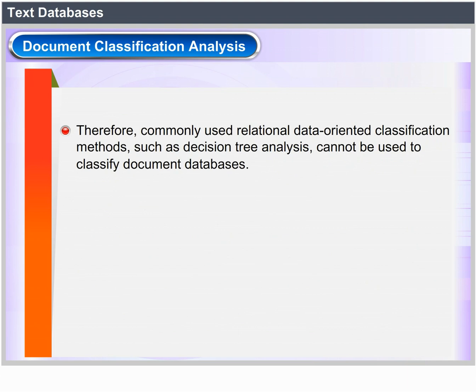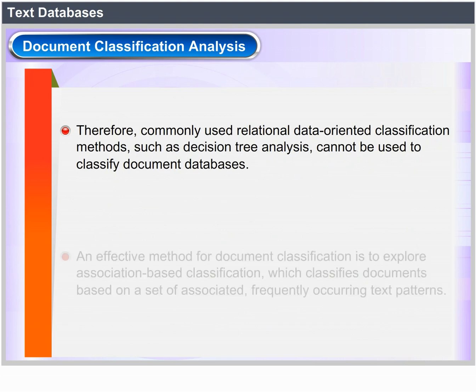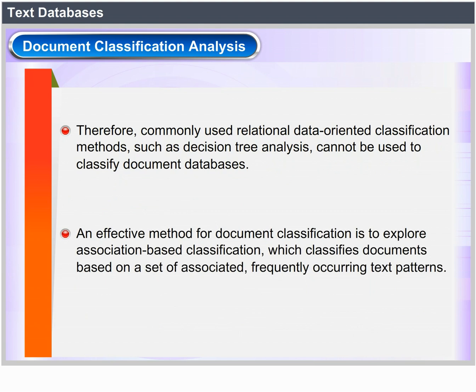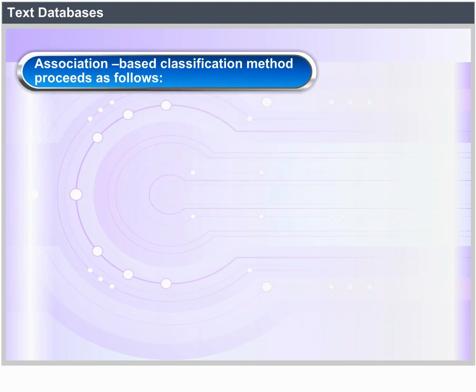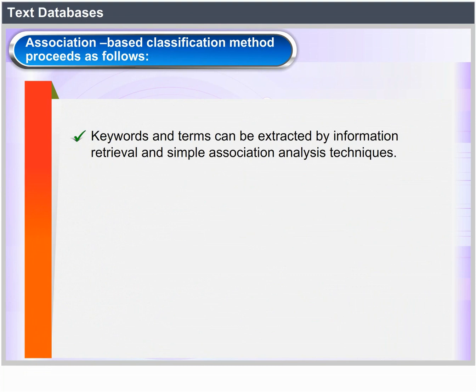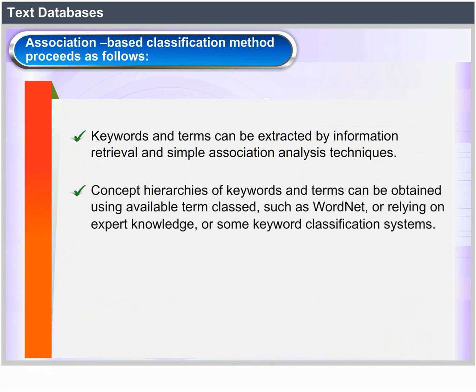An effective method for document classification is to explore association-based classification, which classifies documents based on a set of associated, frequently occurring text patterns. The association-based classification method proceeds as follows. Keywords and terms can be extracted by information retrieval and simple association analysis techniques. Concept hierarchies of keywords and terms can be obtained using available term classes, such as WordNet, or relying on expert knowledge or some keyword classification systems.